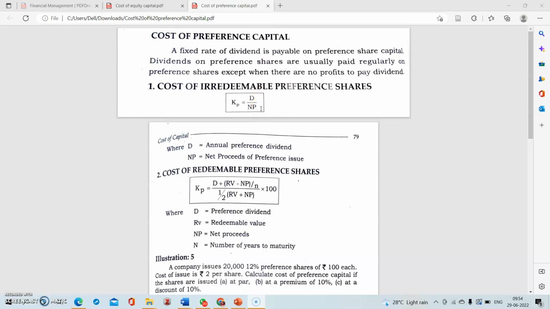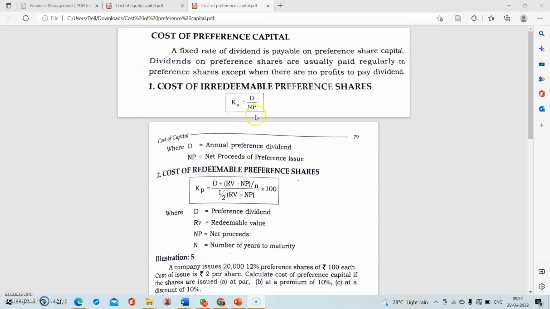Now, net proceeds we have already seen. That is what you get out of that issue. That is known as the net proceeds. So if it is issued at par, you will get the full amount. If it is at a discount, then you will have to deduct the amount of discount and find out the net proceeds. If it is at premium, then you get more money and the net proceeds will be more. That will be face value plus premium.